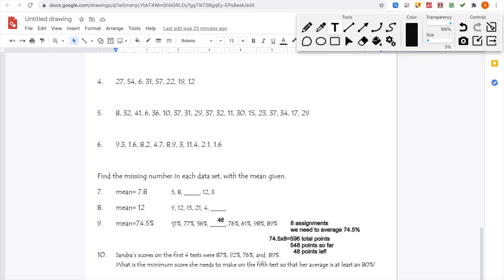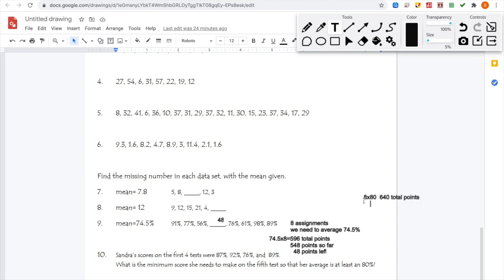So if you look, most of this person's scores are really good. So they got a 91, they got another 98, an 89, a 76, a 77. They have 1, 2, 3, 4, 5 scores that are pretty far above their goal. They only have 2 scores that are below that. So they can actually afford to get a relatively low grade and it won't bring it down that much. But let's say they wanted to shoot for an 80. So we would take our 8 assignments times our goal, 80, and we would get 640 total points that we need.